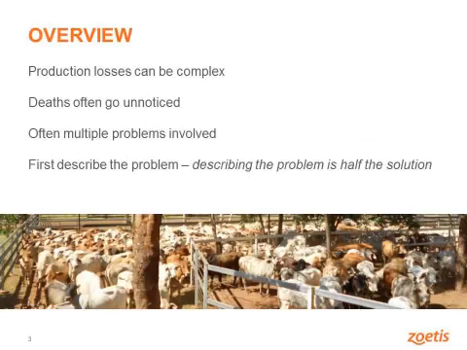Production problems can be complex. In an extensive environment, deaths often go unnoticed, and it's often only in retrospect that we get to properly investigate any particular problem or production loss that has occurred. Often what may appear to be one problem is actually multiple problems that all happen concurrently.